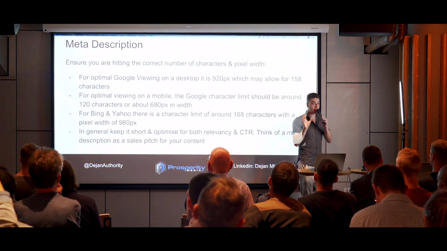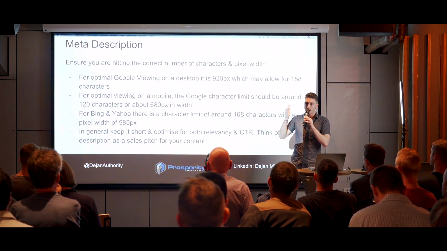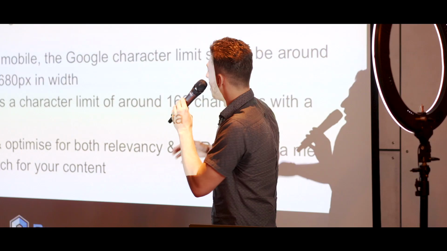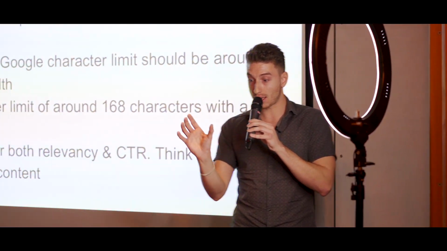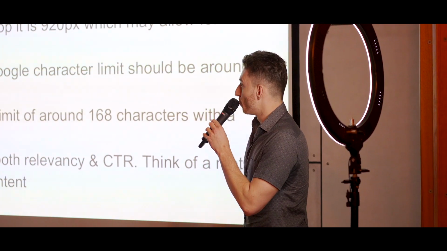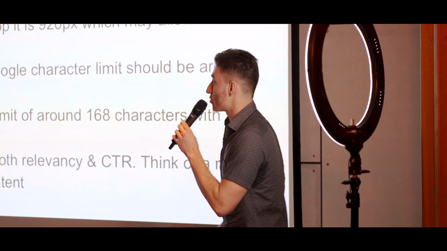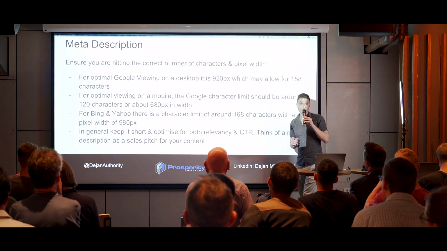That's the length of an ideal optimal Google meta description. Google recently changed it. They went up to 300, they came back down to 180, but we found that 920 pixels is normally the length and the pixel width they allow for meta descriptions across all sites. For mobiles, it changes. It goes to 120 characters or 680 pixels. So keep that in mind if you're targeting for mobile sites.